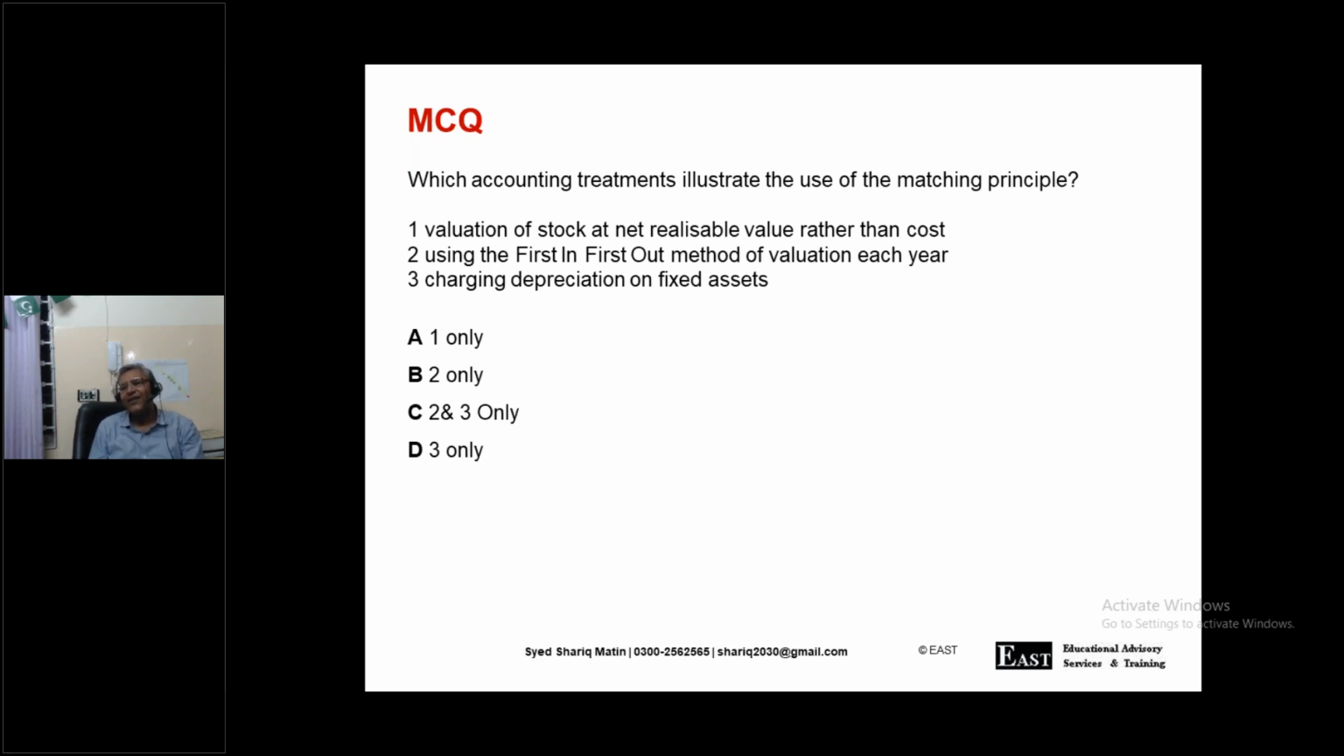Yes, you're left with matching only. You match the depreciation expense with the revenue for the period, right? So the answer is only the third one. Depreciation is an example of matching concept. The first one is an example of prudence. The second one is an example of consistency.